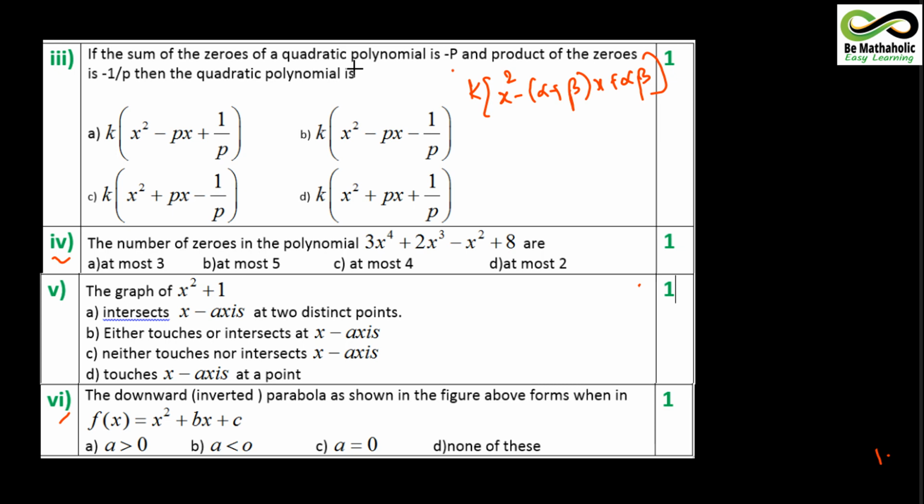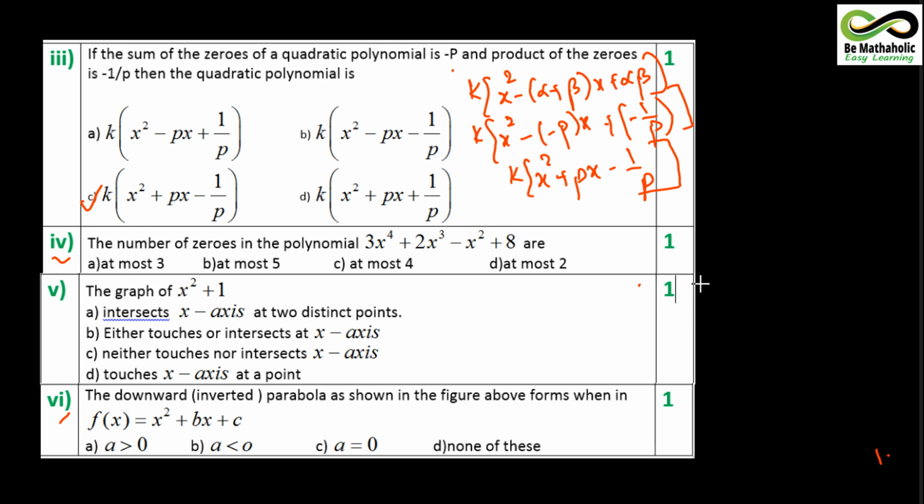Sometimes they use k, it is not also required, but you can put it, k is some constant over here. So again, same pattern children. You just apply it over here: x square minus the sum, which is minus p, so you put minus p into x, plus alpha beta, which is minus 1 upon p. So please do take care of the sign given here. This will be equal to k times x square plus px minus 1 over p. So which one is the correct option? x square plus px minus 1 over p. So this is the right option over here. You have to apply the same formula which has been used earlier also.